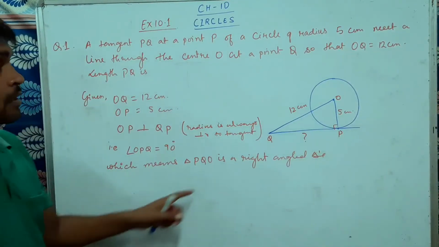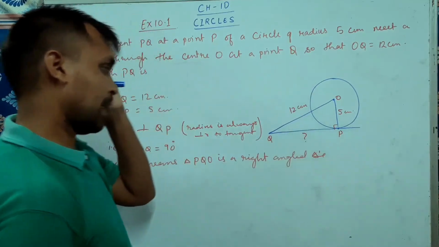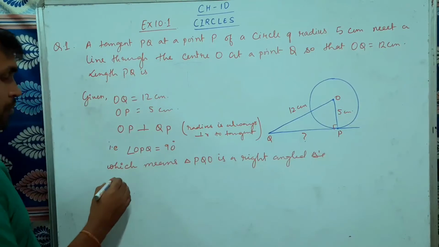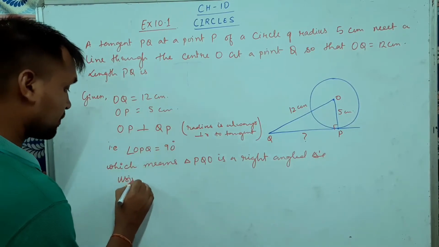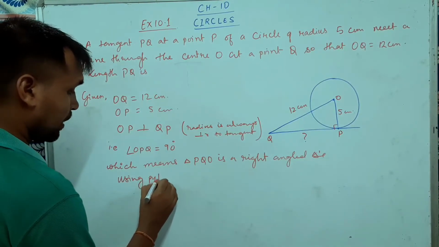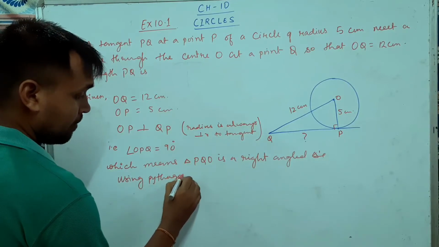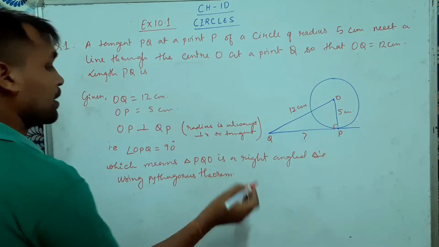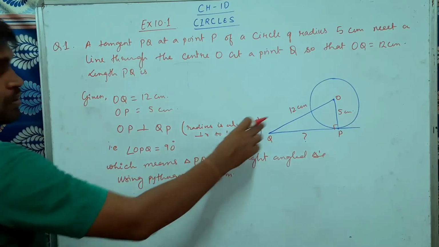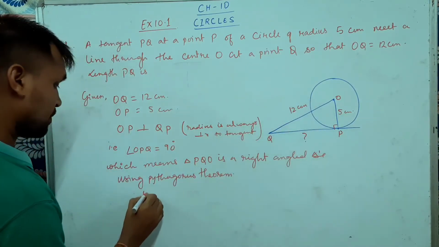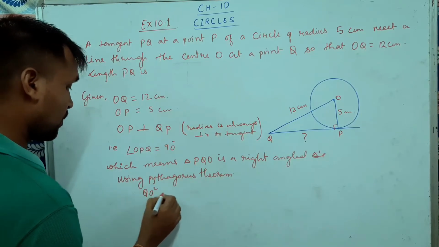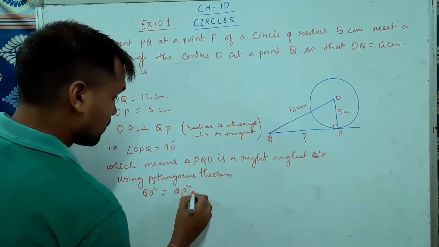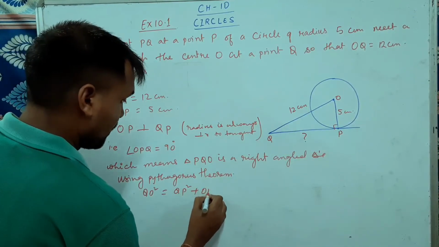Now we have proved that PQO is a right angle triangle, so if it is a right angle triangle, we can use what? Pythagoras theorem. So we'll write here, using Pythagoras theorem. When we are using Pythagoras theorem, which one will be the hypotenuse? OQ. So OQ all square equals QP all square plus perpendicular OP square.